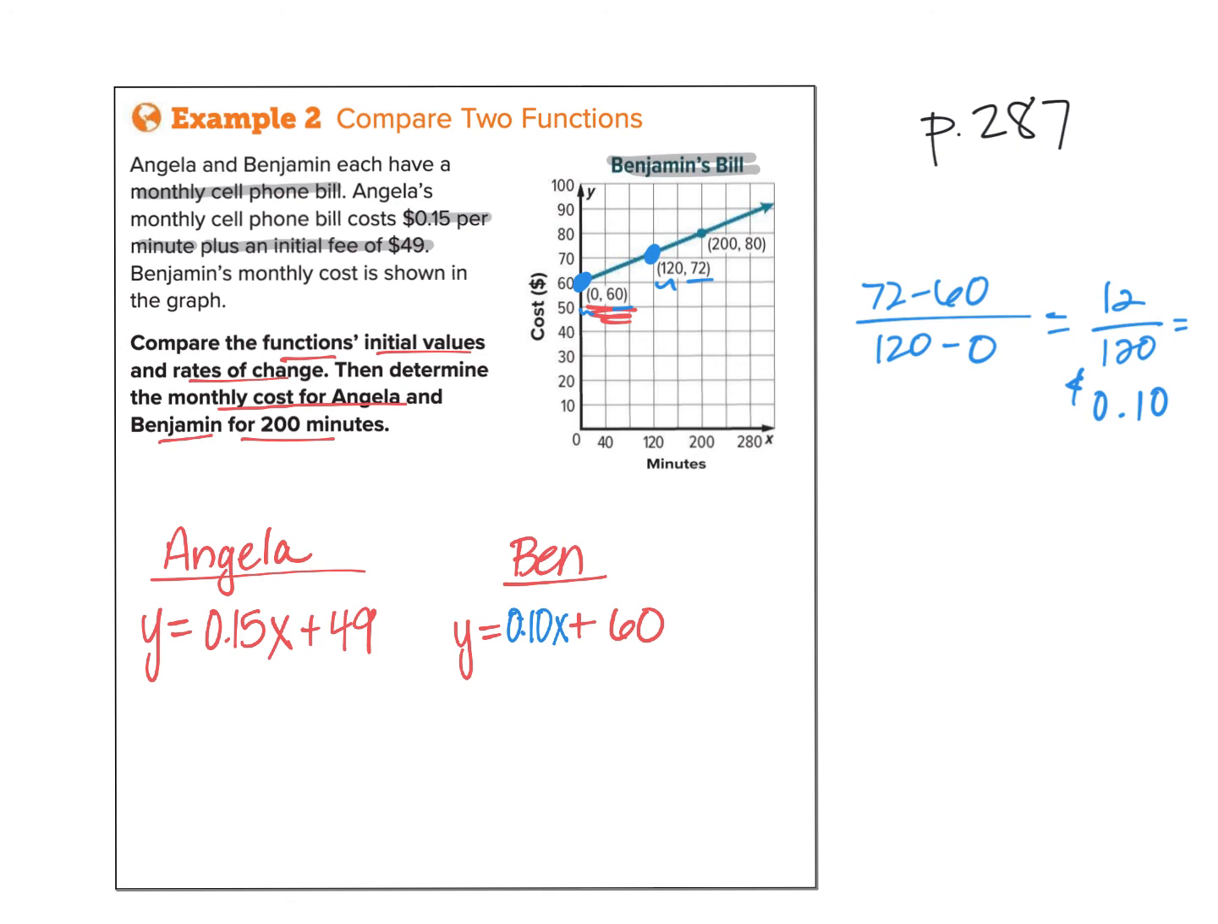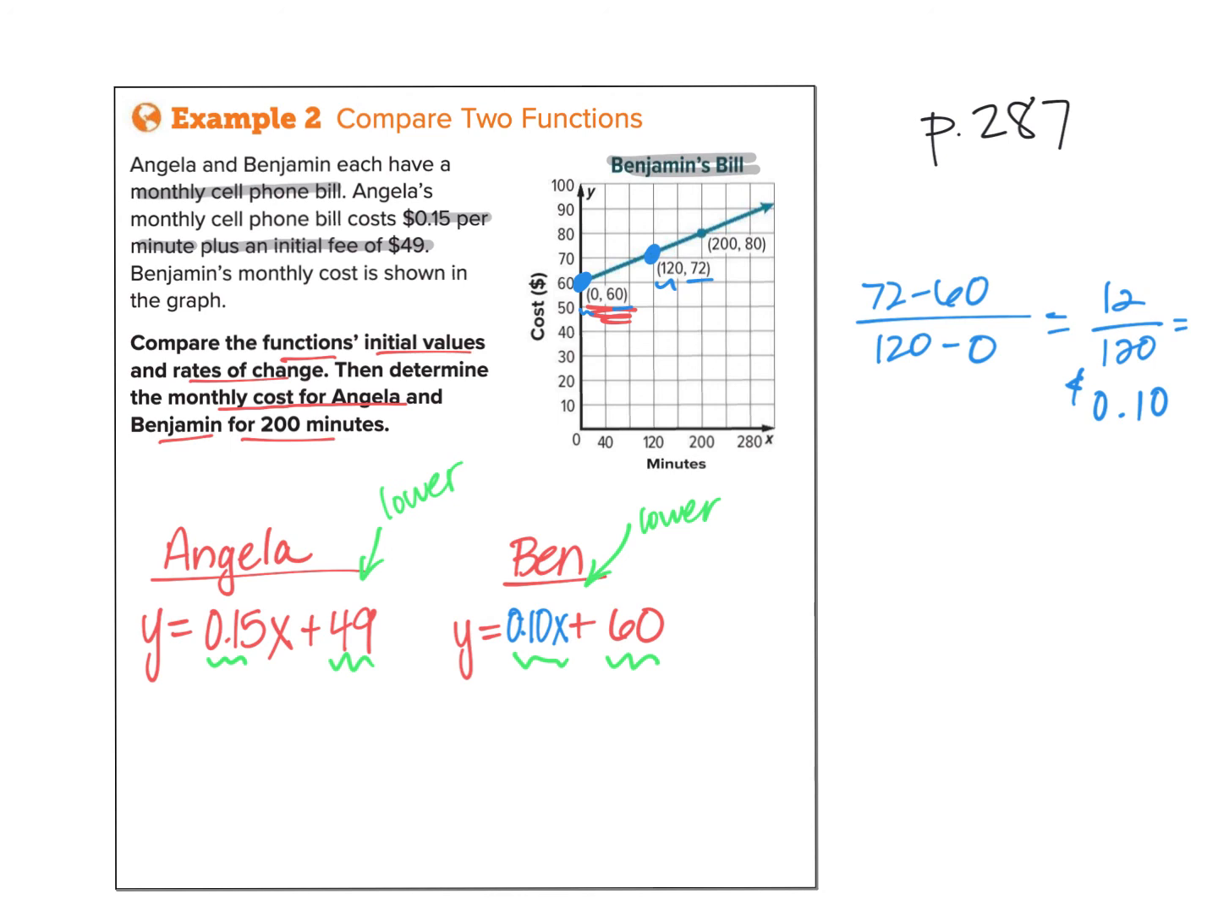I have their equations. So it says, can you compare their initial values? Let's look at their initial values. Angela charges 49, Ben charges 60. So Angela's is obviously lower. Then their rate of change. Angela's is 15 cents a minute. Ben's is 10 cents a minute. So Ben's is a little bit lower for the per minute.